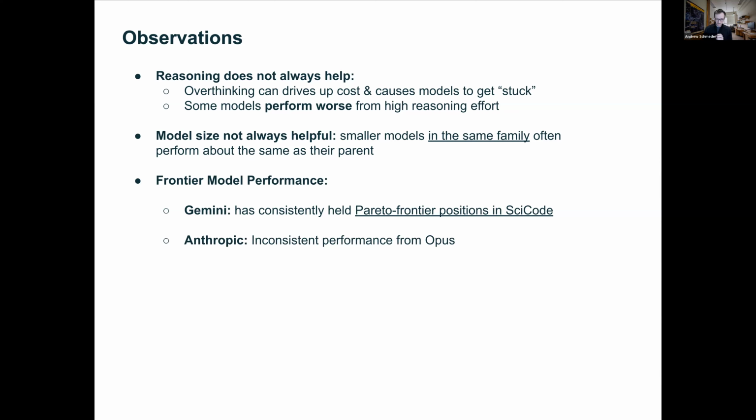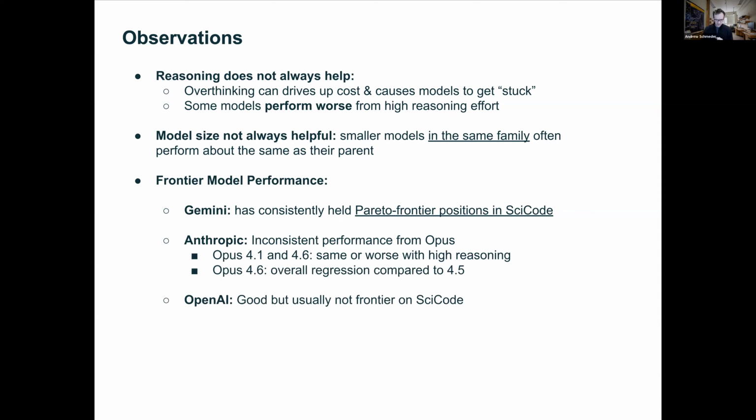Anthropic, I've actually seen very inconsistent performance, especially from Opus. For example, version 4.6 actually scores worse than 4.5. And in a few iterations of Opus, engaging high reasoning effort either degraded or didn't improve performance at all. It just drove up the cost. OpenAI, usually they're pretty good, but they're usually not on the frontier from what I've seen so far.